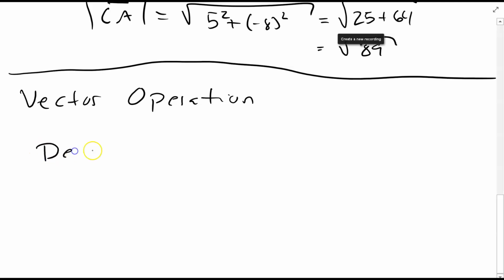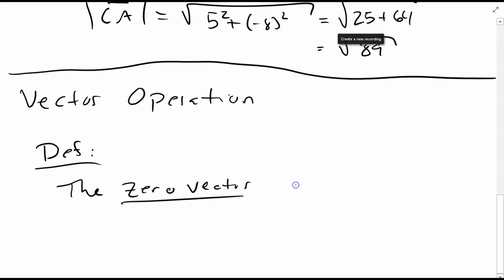So we're going to start with a definition, and we're going to define what's called the 0 vector. We denote the 0 vector as 0 with the vector symbol over top of it. And this has the component form of 0, 0, which means that it has a magnitude of 0.